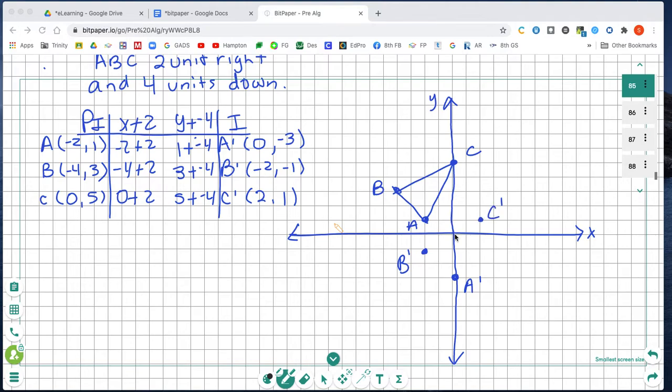Now, remember that we can do a quick check by doing the translation on the graph. So if I take A and I go 2 to the right, 1, 2, and I go 4 down, 1, 2, 3, 4, I'm on A prime. If I take B and I go 2 to the right, 4 down, 1, 2, 3, 4, I'm on B prime. C, I go 2 to the right, 1, 2, 4 down, 1, 2, 3, 4, I'm on C prime.